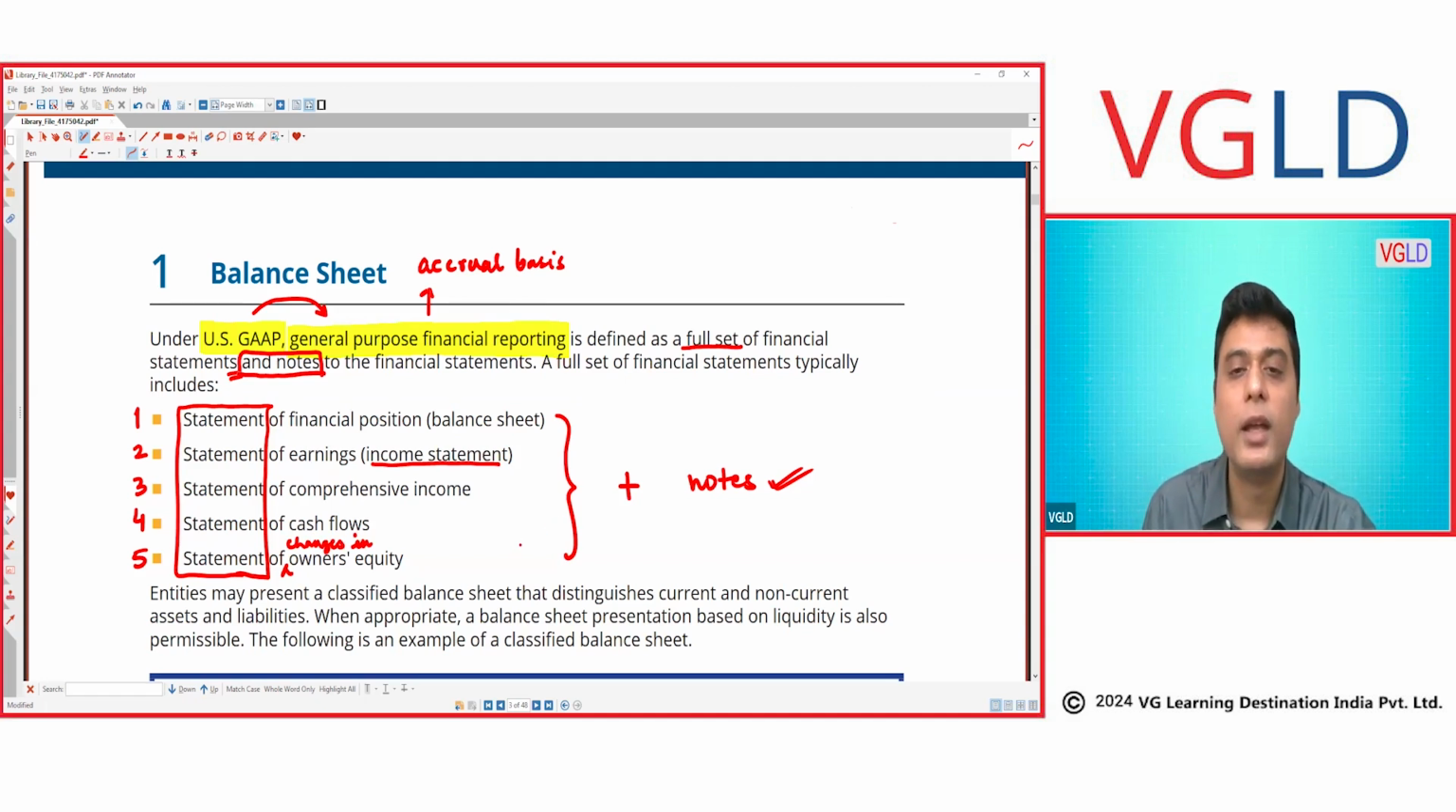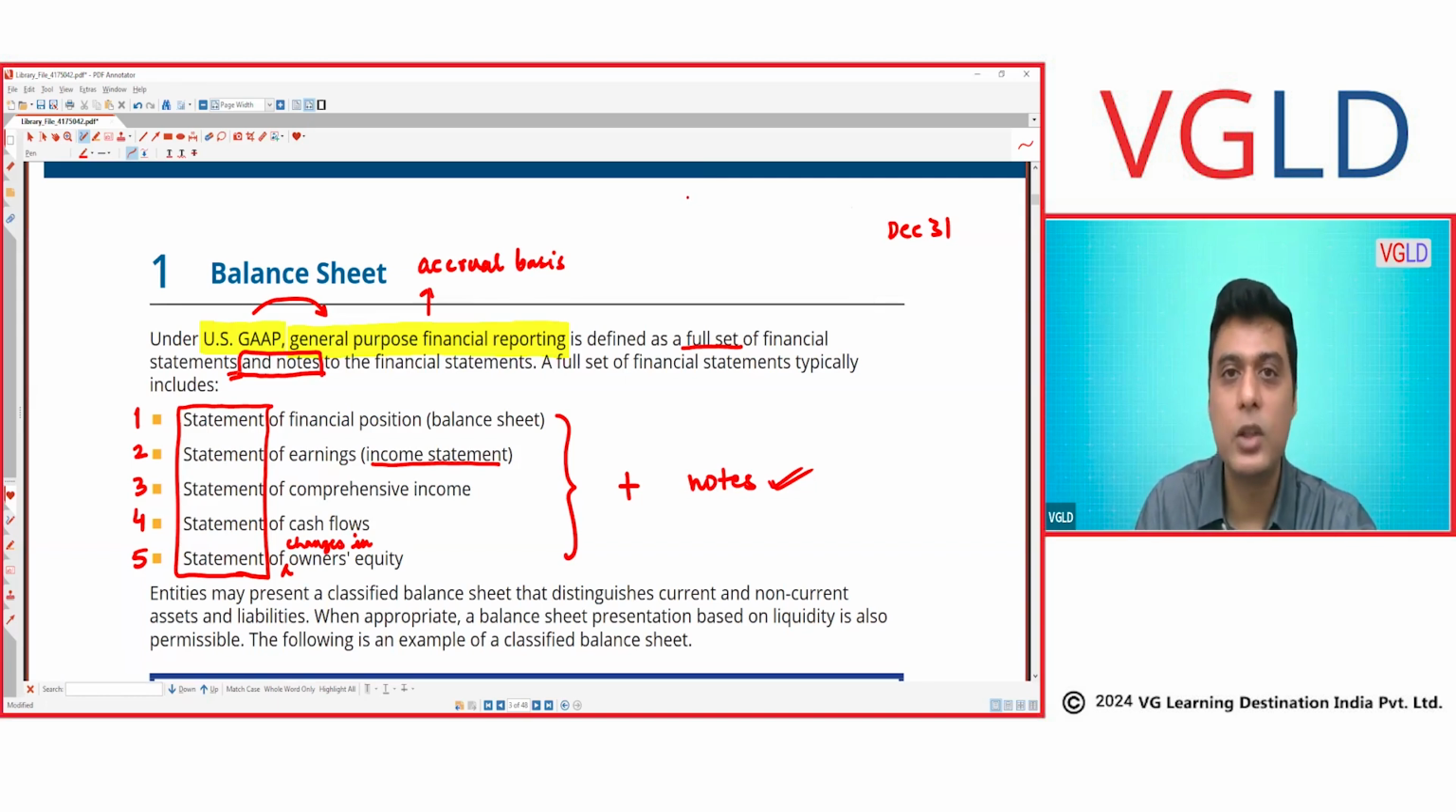Now, what is the difference? The difference is if I just give you the statement of owner's equity, that means I'm telling you the position on December 31. And by the way, in the US, normally the calendar year is the financial year. I'm saying normally because you have a choice. You can follow any year as your fiscal year. You can follow January to December, April to March, July to June, or October to September. You can follow any year as your financial year. There is no mandate that you have to follow this.